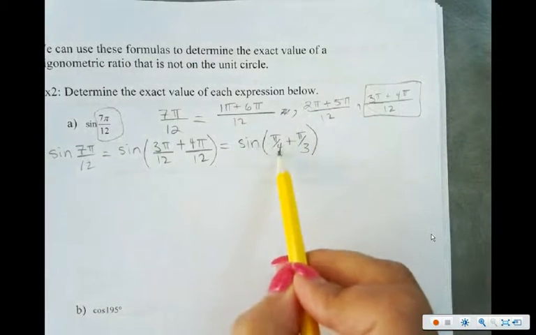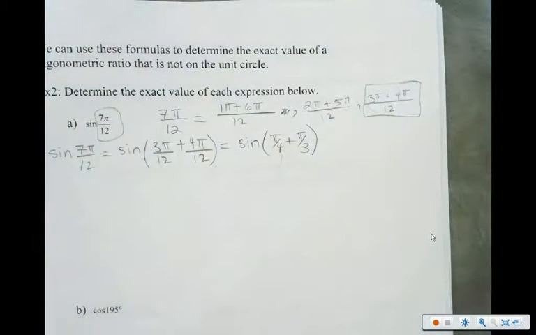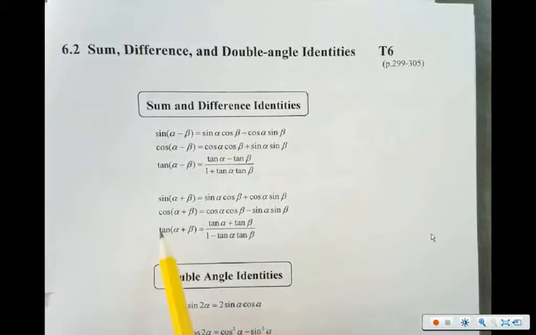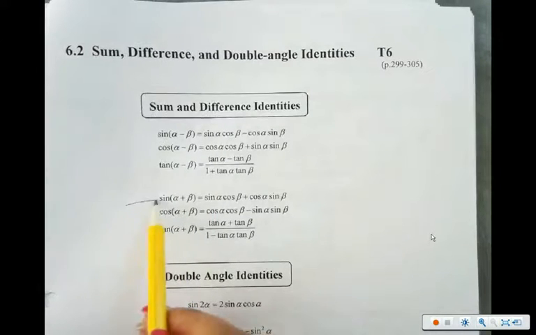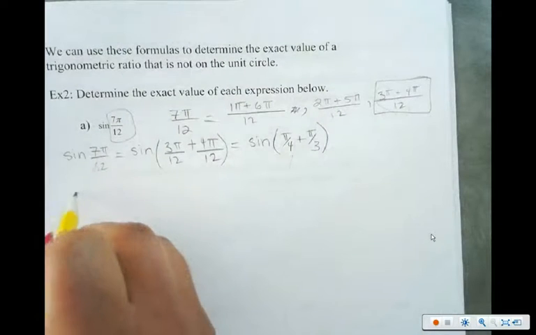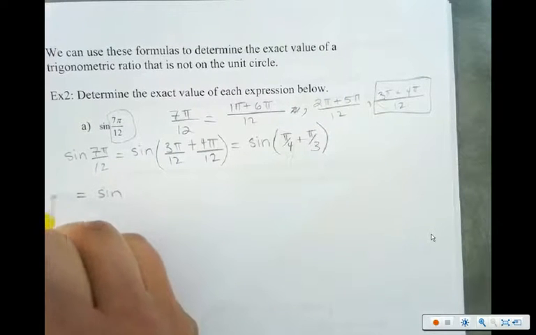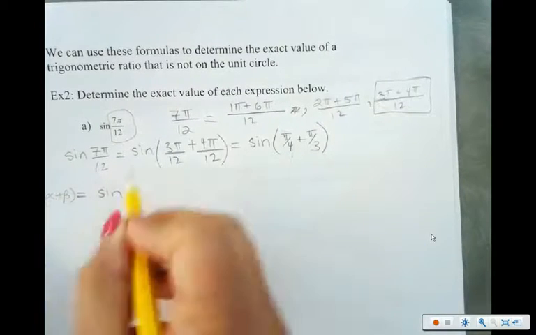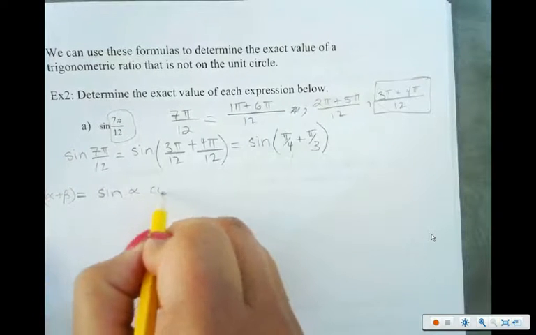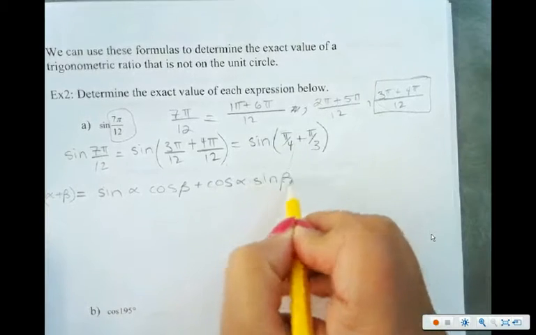So now, which identity is sine of an angle plus another angle look like? So I'm going to look back here, and which one does it match with? Is this one right here? Yes. All right. So this is the one I'm going to use. So let's write that down. So I've got sine, it's my alpha plus beta. So I've got sine alpha cos beta plus cos alpha sine beta.